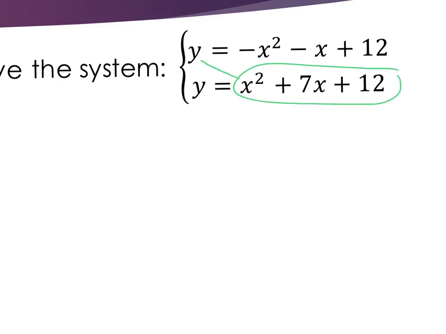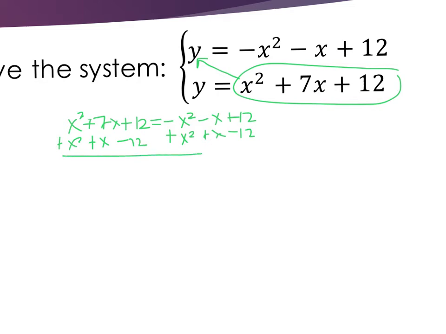I'm going to take what the other y equals and replace the y. So x squared plus 7x plus 12 equals negative x squared minus x plus 12. And just like before, I have a quadratic, so I want to make sure that it equals 0. So I'm going to add x squared, add x, and subtract 12. Okay, so we have 2x squared plus 8x.